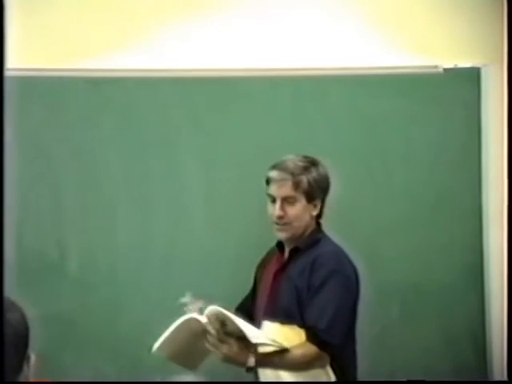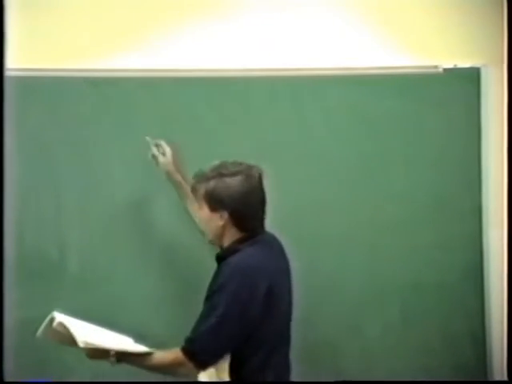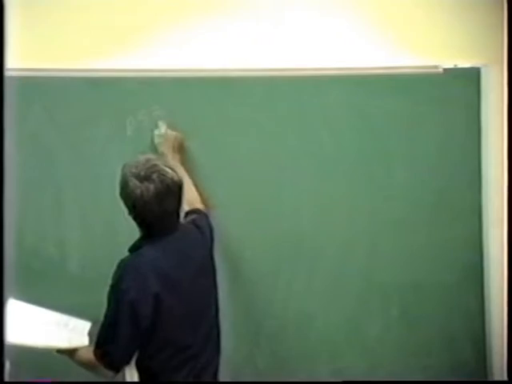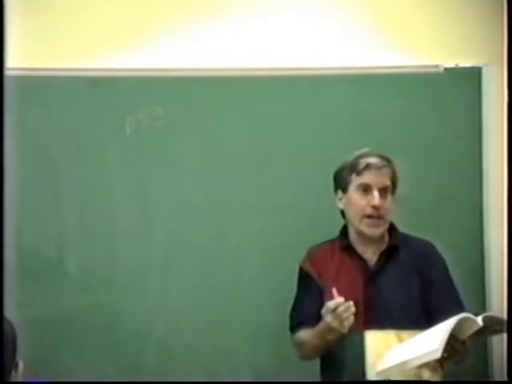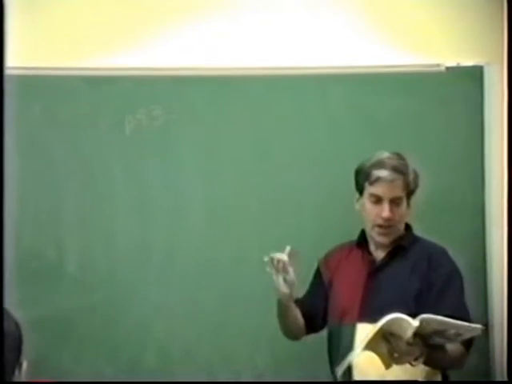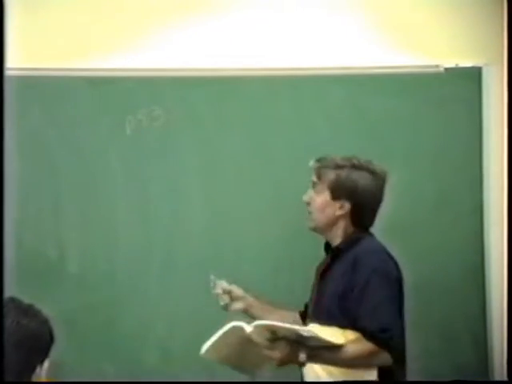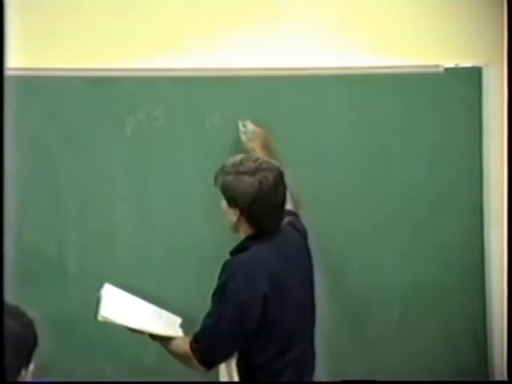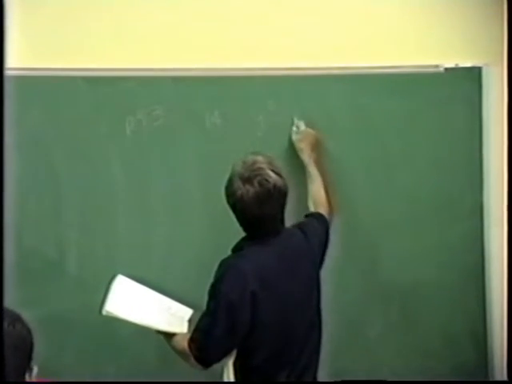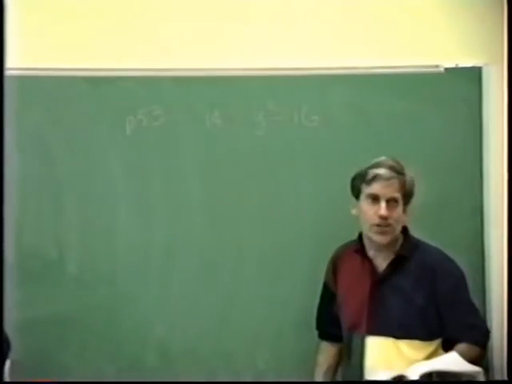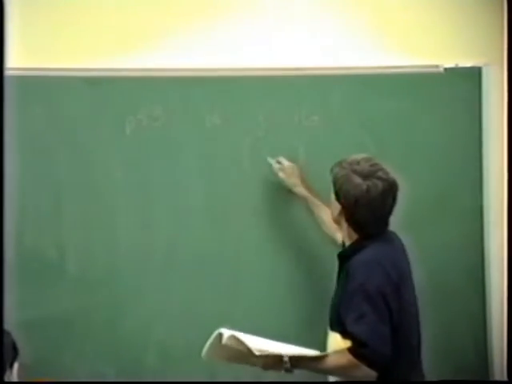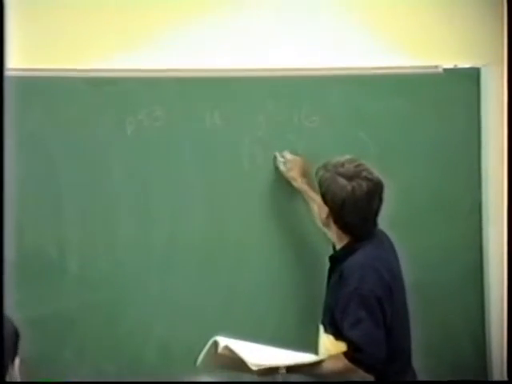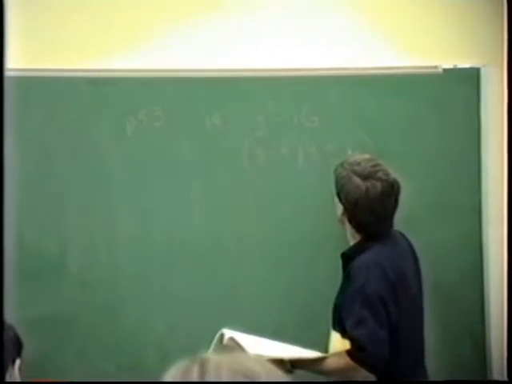And so anyway, on page 53, I want you to see the patterns of the problems here. These problems are arranged in patterns. I want you to look at number 14. Number 14 at the top of the page, it says y squared minus 16. Everybody in here can do that one in a flash, right? What would it be? y minus 4, y plus 4.